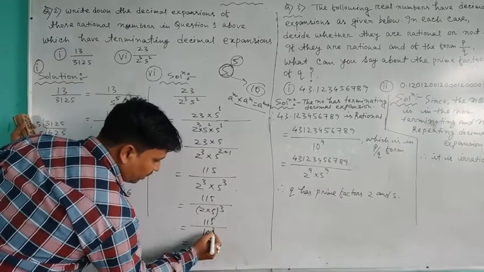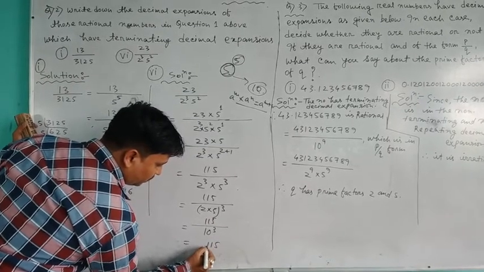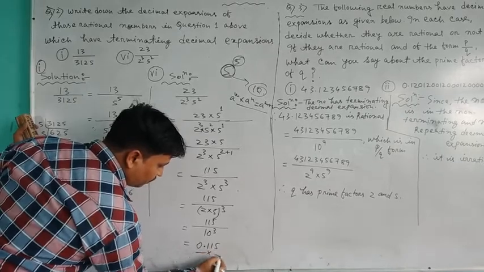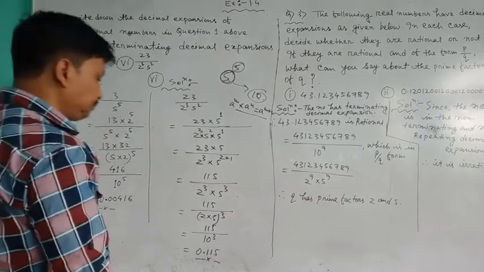Then you see power is 3, so before 3 digits you have to give point. 1 digit, 2 digit, 3 digit. Before 3 digits you have to give point. Like this you have to express into decimal form.